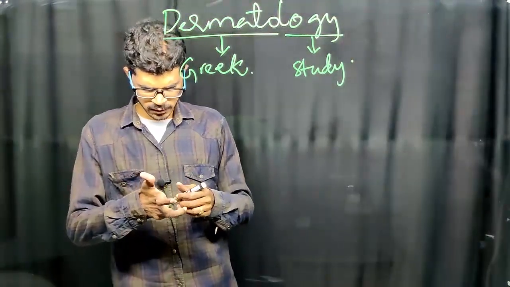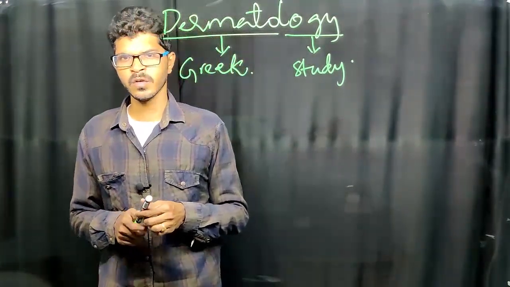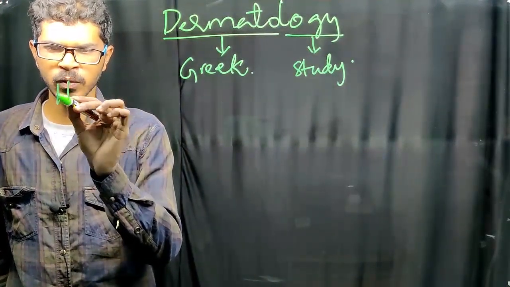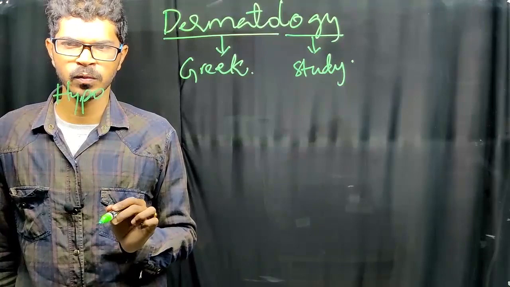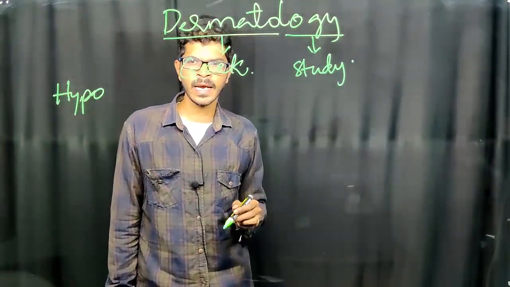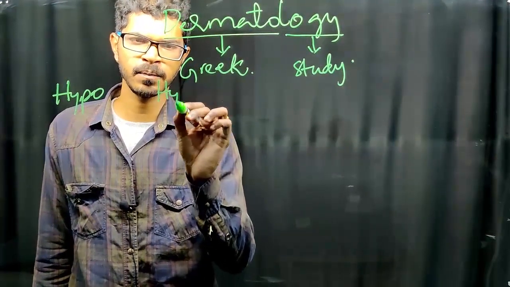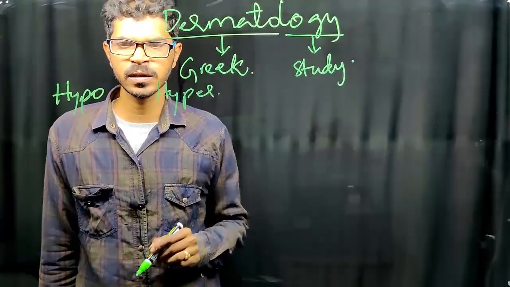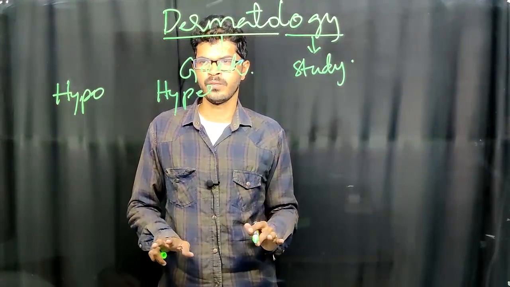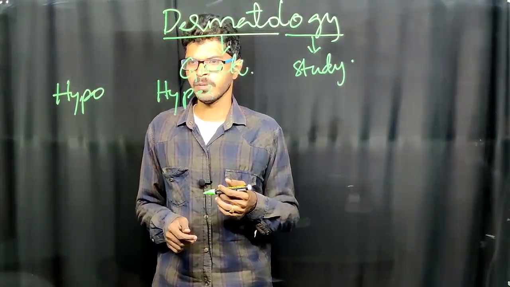So here we can apply a lot of roots to it. Let me explain some of the roots. Hypo. What is the antonym of hypo? Hyper. Just for your information, hypo means low or beneath. Hyper means above.